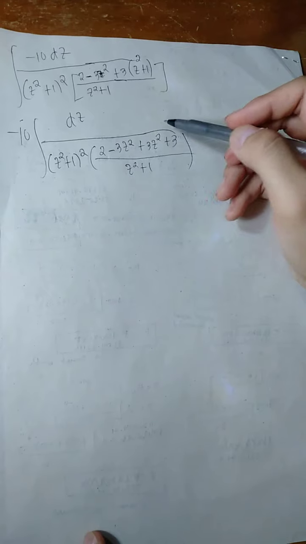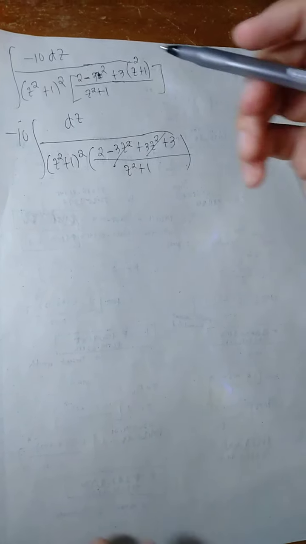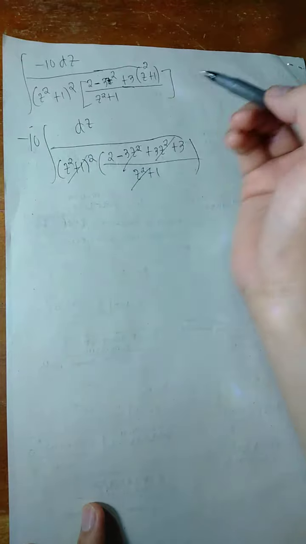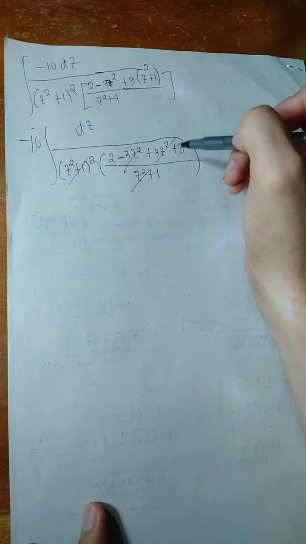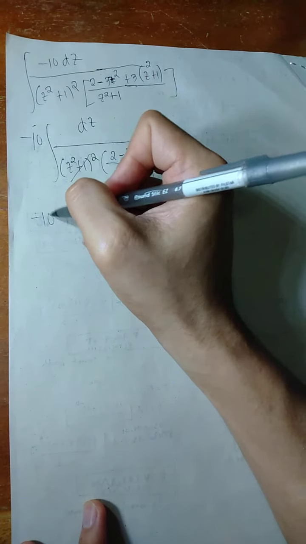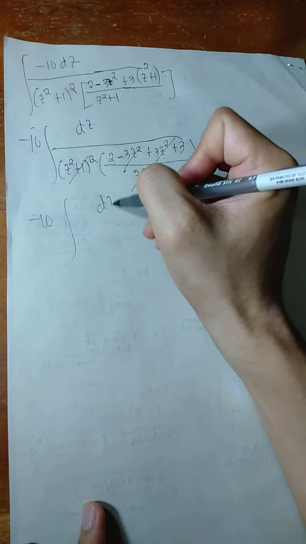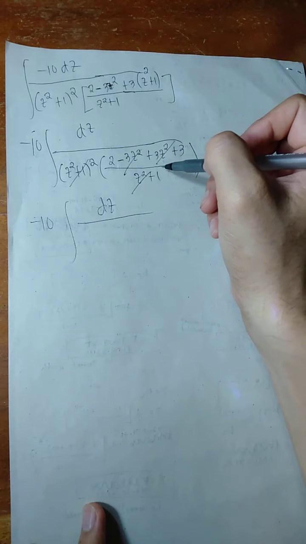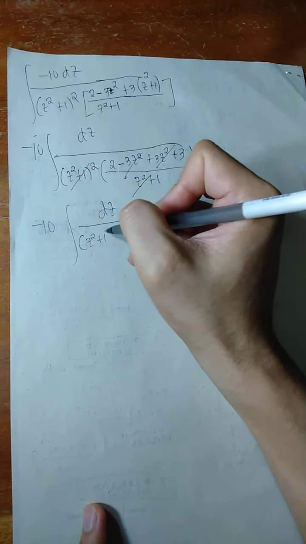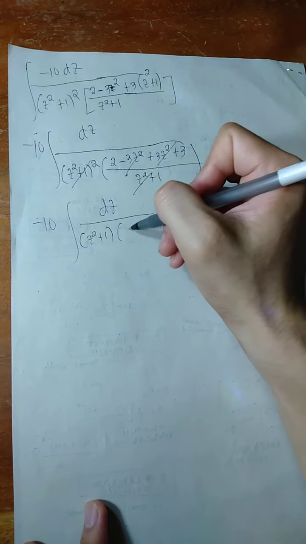Then, kung mapansin nyo, cancel na yung ating 3z squared and magka-cancel yung isang z squared plus 1. So, dito, 3 plus 2, magiging 5 pa. So, 5 pa yan. So, magiging negative 10 integral of dz over, so cancel yung z squared plus 1 isa. So, matitira pa ang isang z squared plus 1. Then, dito, 5 na lang.